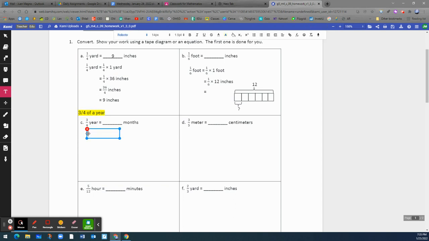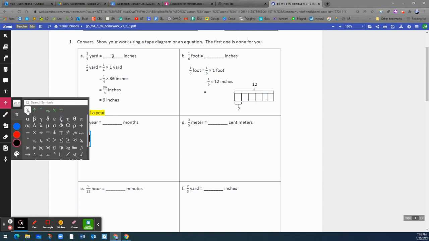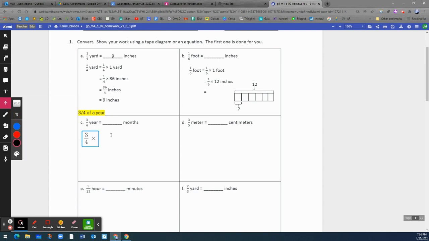Let me use my symbols tool. This is 3/4 multiplied by a year, which will be 1 year. Now, remember, we have to convert the year into months, because that is the goal of this activity. We have to convert the 3/4 of the year into months.